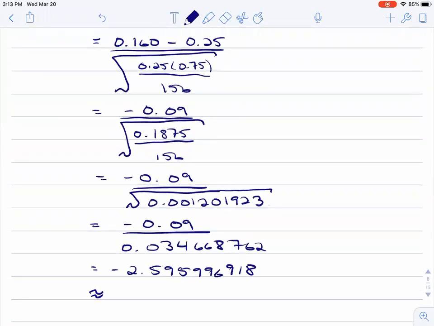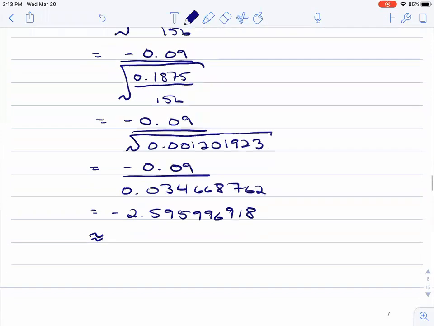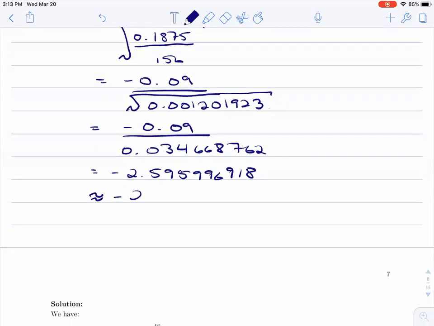As long as you've shown your values plugged in and then your final value, that's fine. Here, I'm just showing you all these little steps so that you can check your work. But just plugging in your values and then showing the end result is fine. So negative 2.60, right? Because z has to have 2 decimal places, so we have to round properly to 2 decimal places.